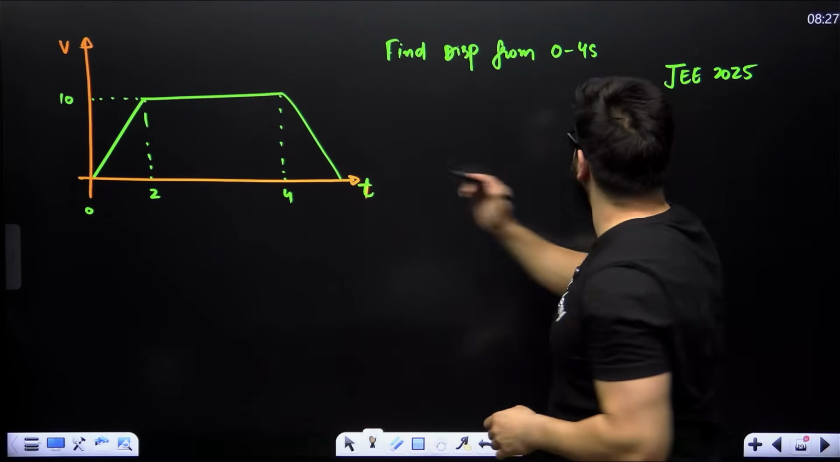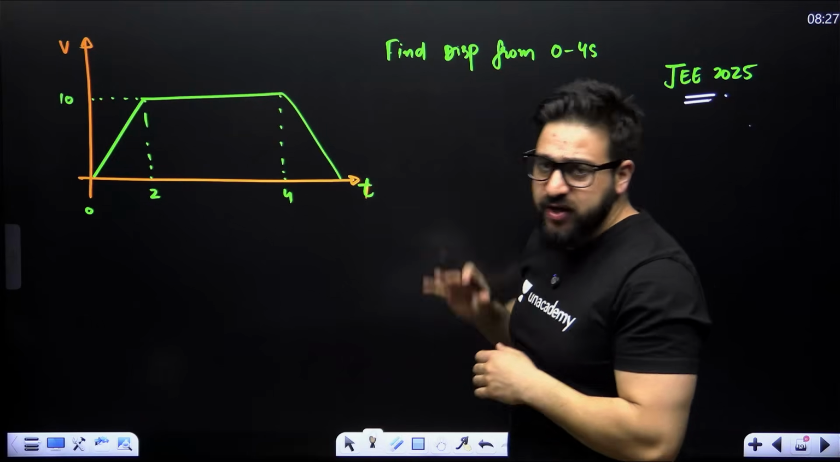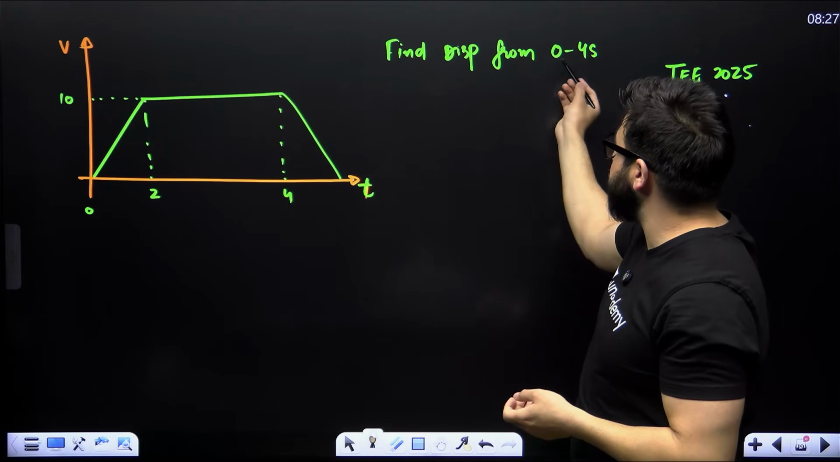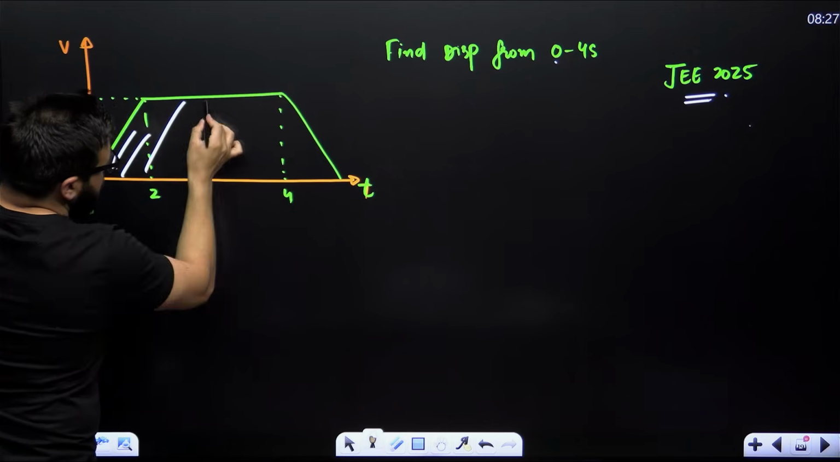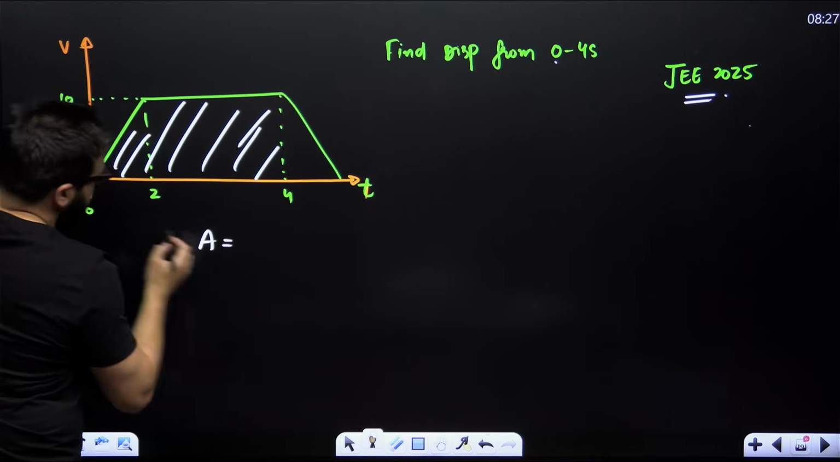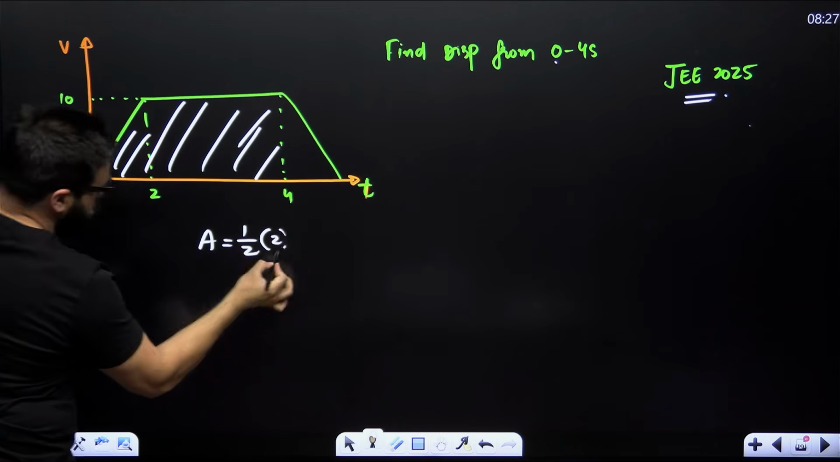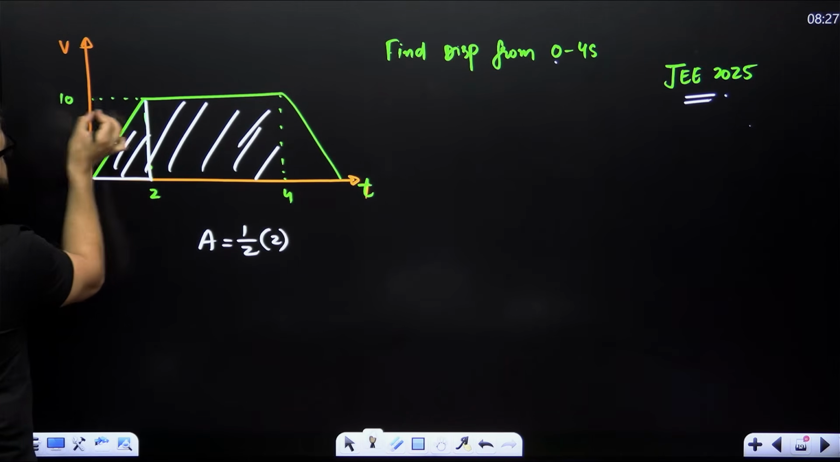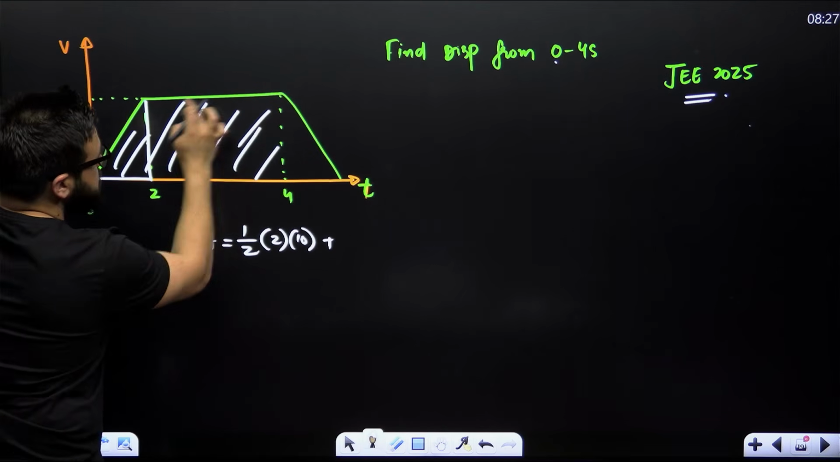Now let's suppose this is a question which was asked in JEE 2025. This is the velocity time graph. You have to tell me what is the displacement from 0 to 4. 0 to 4 means you have to find this area. What will be this area? That is area of triangle, 1 by 2 base into height. Base is 2, and how much is height? Height is 10.